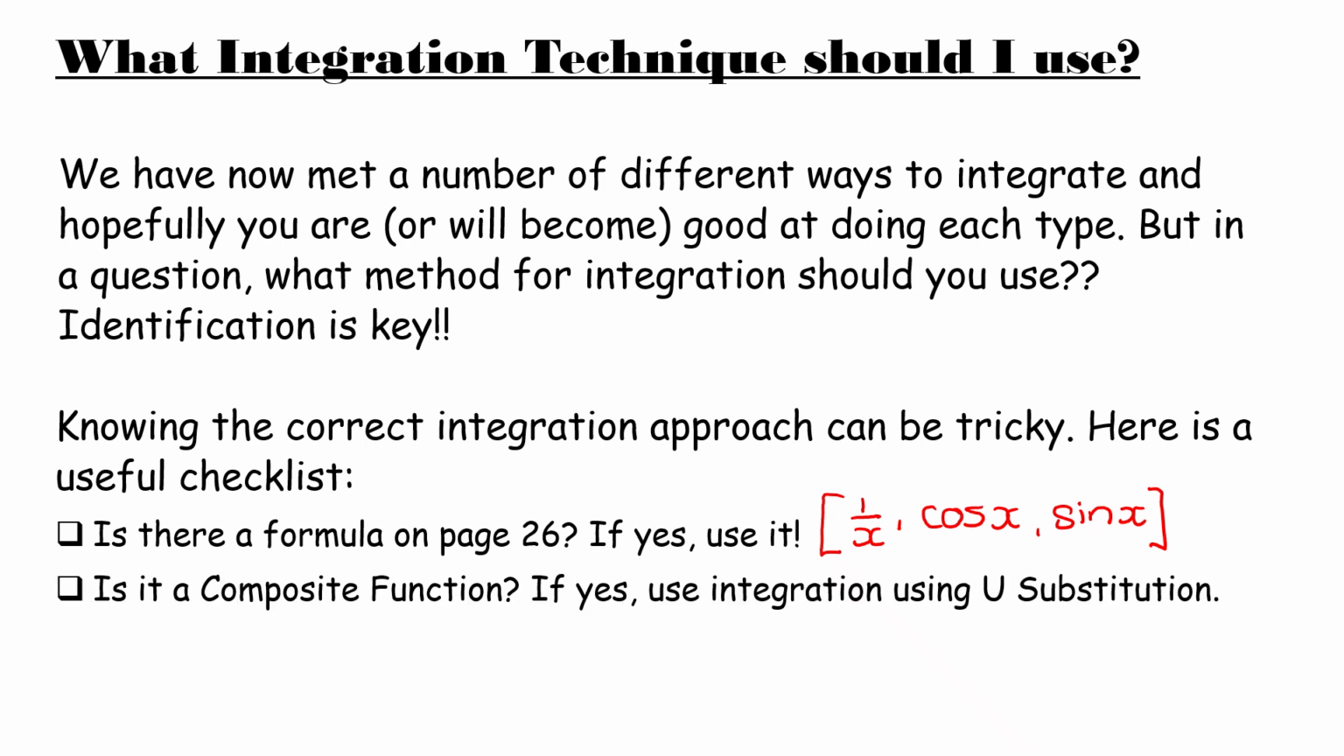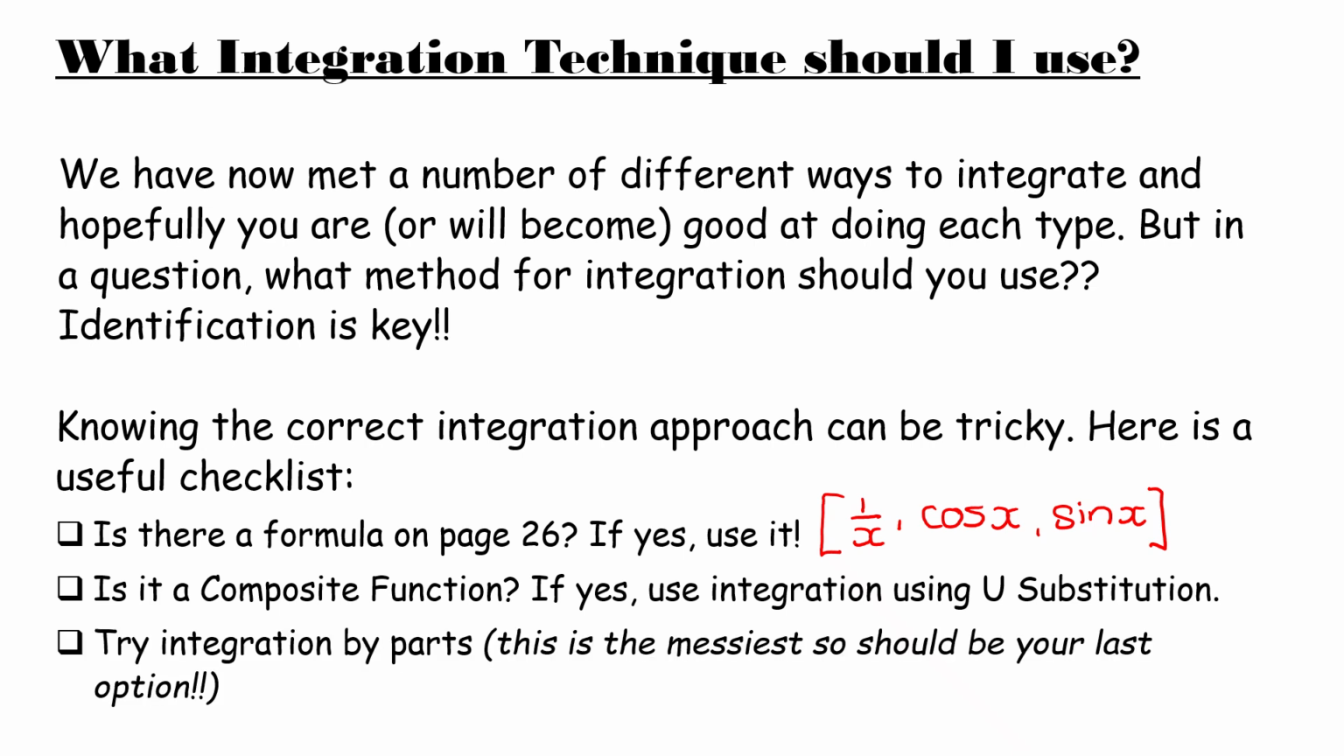The next thing to check is, is it a composite function? So actually, I would check for composite function next. And if yes, use integration by U-Substitution. So that's integration by substitution. So that's the second thing I would check for. And then the last thing, and it is the last thing, is try integration by parts. So this is the messiest. And there are cases, and we'll see them in a second, where integration by parts will work.